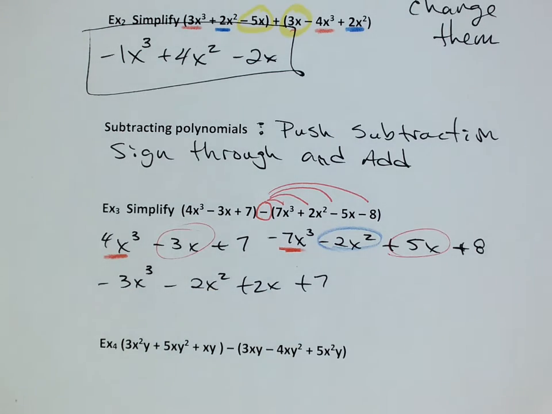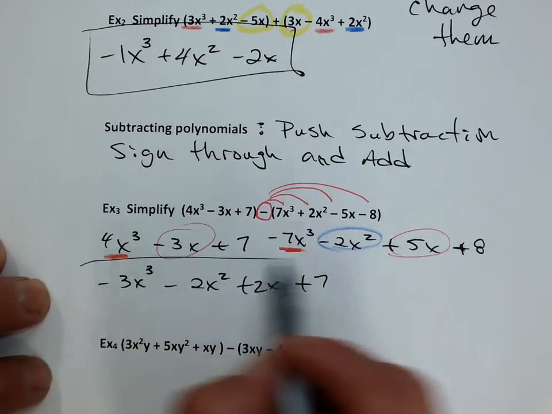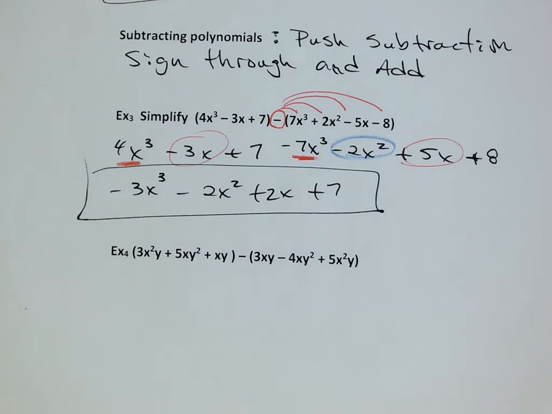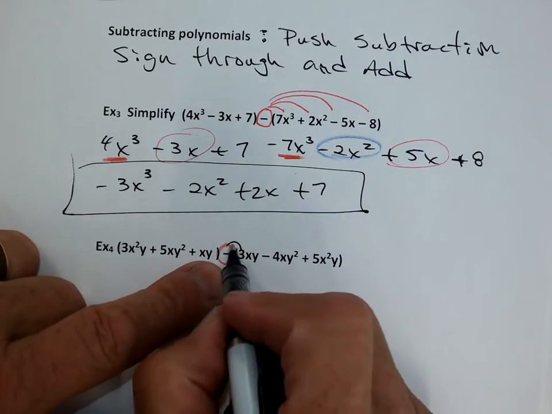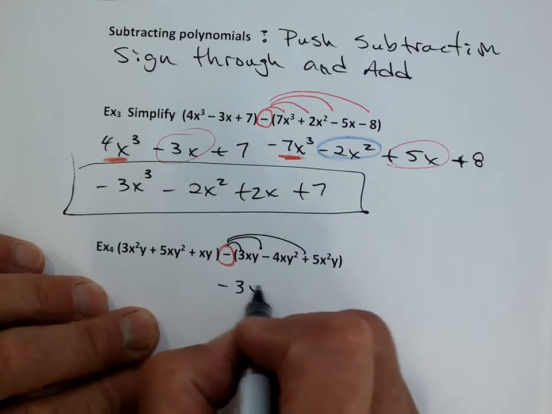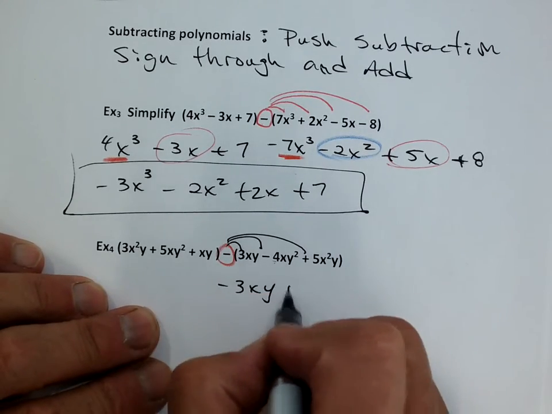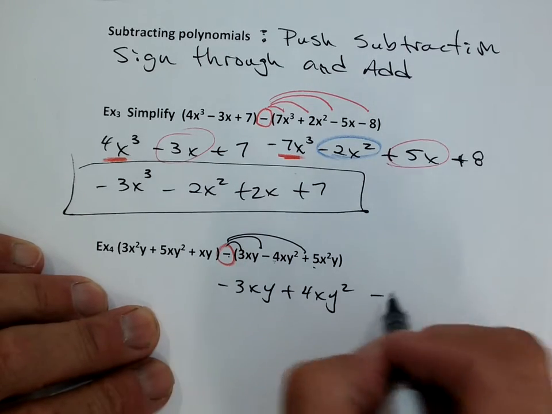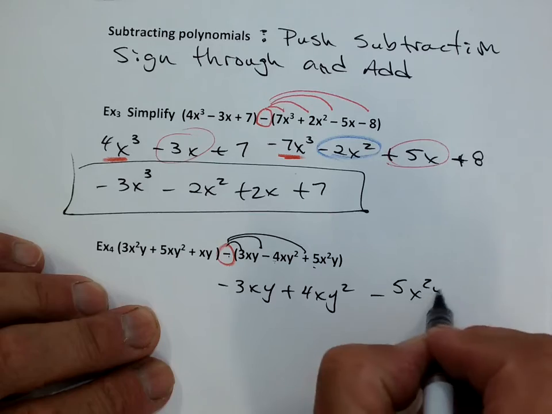Okay? All right. Hopefully this is starting to make a little bit of sense. There's my answer. Now, example 4 is just like what we did, except it's a little bit bigger, a little bit more complicated, okay? So what I want to do is bring the negative through. I'm going to distribute the negative through so I don't make dumb mistakes. I only do this with subtract, only. So I get a negative 3xy, and then a negative negative, I get a positive 4xy squared.